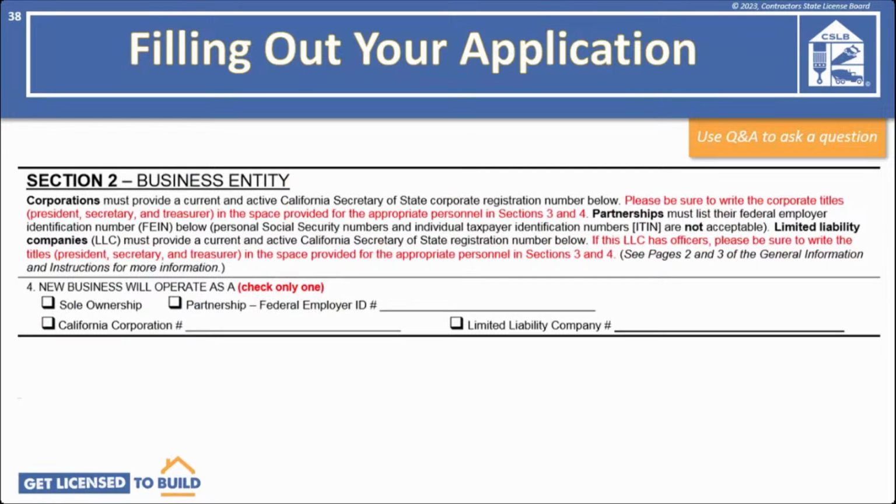Parts of the application, Section 2, business entity. In Section 2, you will select your business entity. If you're applying for a corporation or LLC, you will need to provide the registration number provided to you by the California Secretary of State's office. Make sure to pay extra attention to the instructions in this section pertaining to the entity for which you are applying.